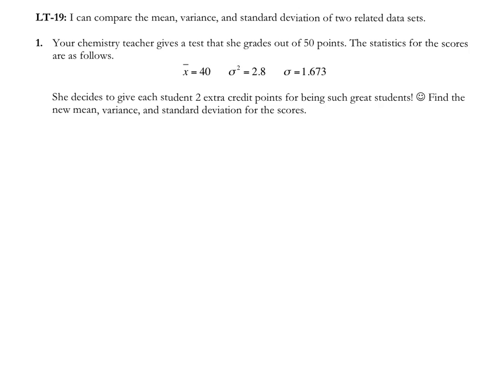The mean is going to change. The mean is just going to increase by whatever number you added to the numbers in the data set. So your new mean is just going to be your old mean, which in this case was 40, plus whatever number you added to each number in the data set. So in this case, we're adding 2 extra credit points. So we're going to take the original mean, which was 40, add on 2, and that's going to give you your new mean.